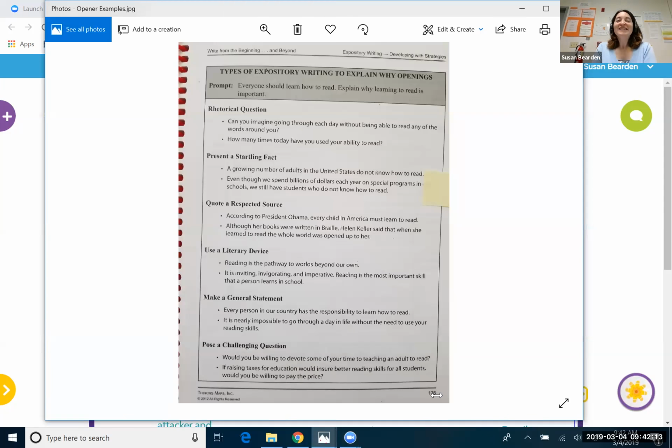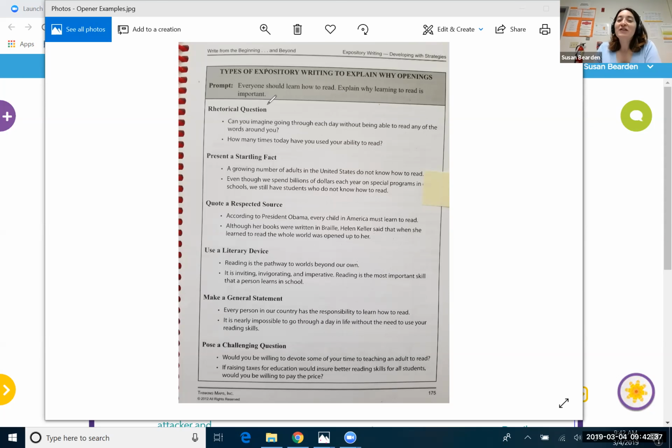All right. So we're going to talk about types of openings when we're explaining our opinions. So that's why up here it says types of expository writing to explain why. Let me get my cursor back over here so you guys can see it. All right. So we're talking about types of expository writing to explain why openings.